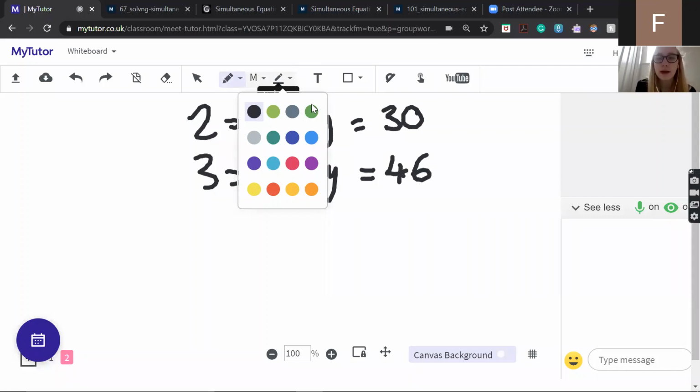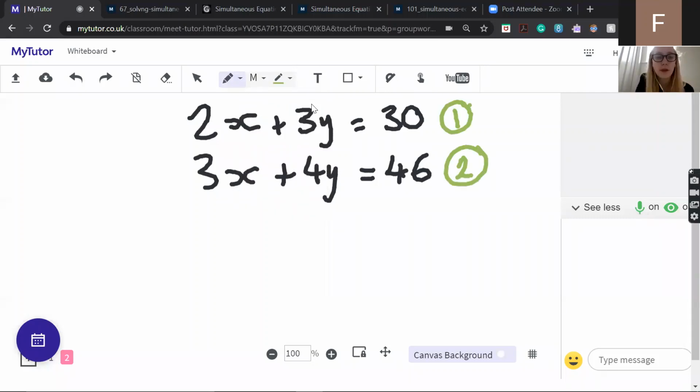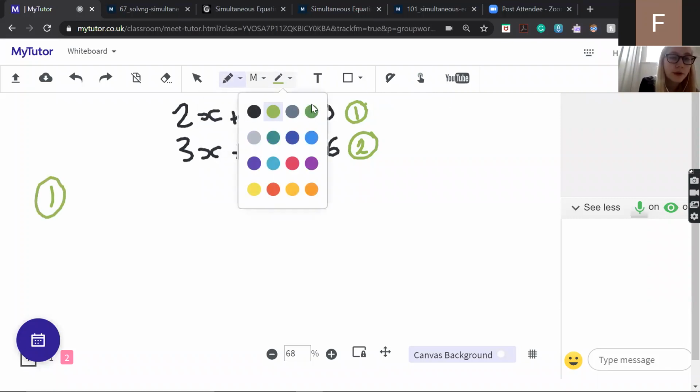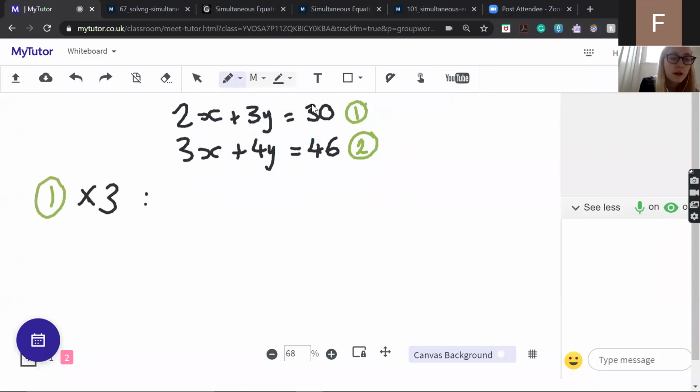So I'm going to label my equations 1 and 2. And I always find this quite similar to making fractions have the same denominator. Like if you had something over 2 and something over 3, you'd try to make them something over 6. So it's basically exactly the same train of thought. I think that's interesting. So to get 2x to be 6x, we have to multiply it by 3. So we're going to do the whole of equation 1 times 3. And that's going to give us 6x plus 9y equals 90.